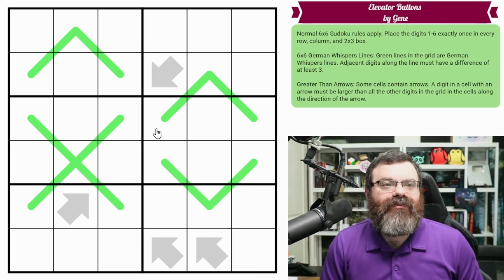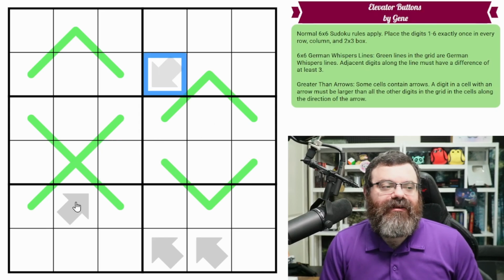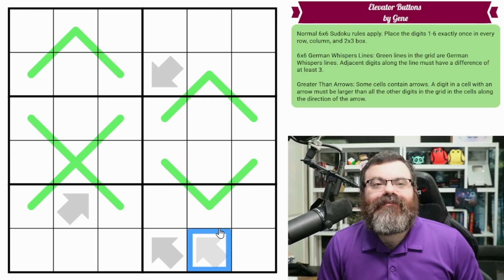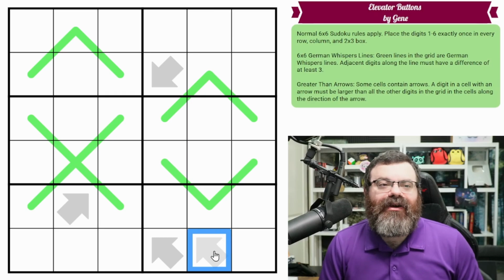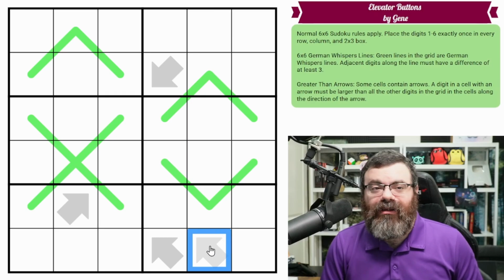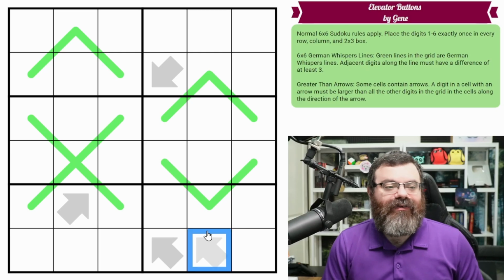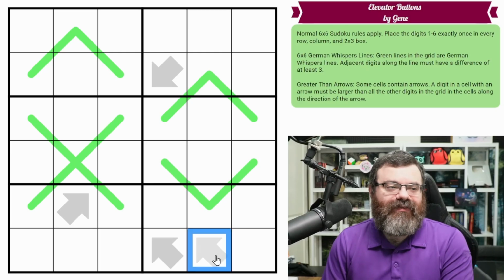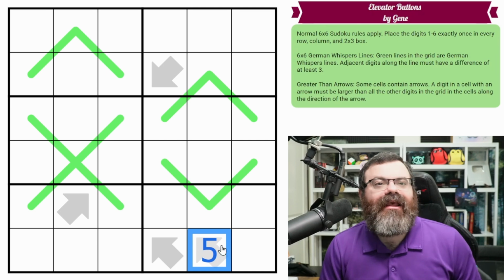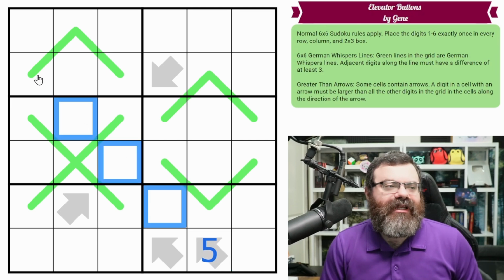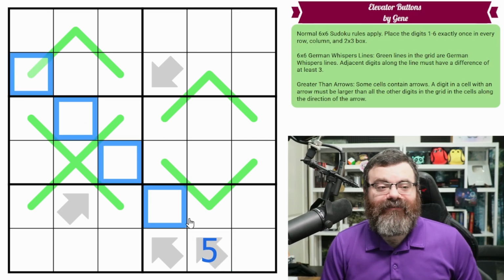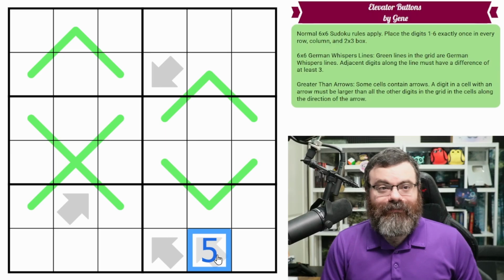We also have greater than arrows. So that's these arrows in the grid. A digit in a cell with an arrow must be larger than all of the other digits in the grid in the cells along the direction of the arrow. So this here, for example, let's say this was a 5. Then that means that all of the digits it points at, all 4 of these, must be less than 5, because this needs to be the biggest among them. It has to be larger, strictly larger.